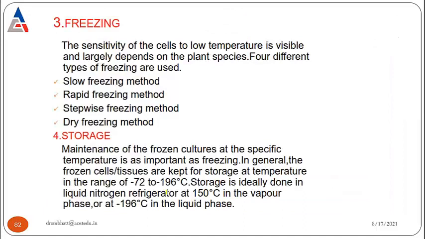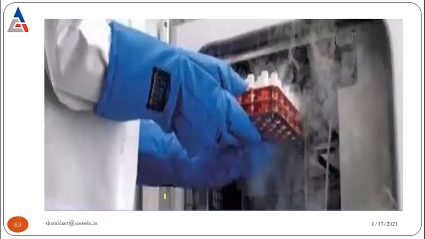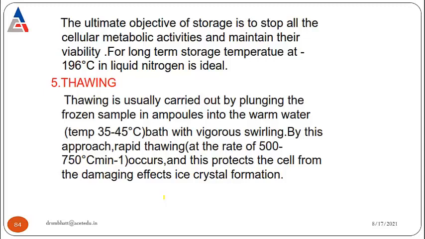So slow freezing is done, rapid freezing may be done, or stepwise freezing can be done before the final storage in the liquid nitrogen cylinder, at a very low temperature. After sealing them in proper vials, they can be stored. And if you are going to use them, then thawing is very essential, which can be done in warm water at a temperature of 45 degrees centigrade.